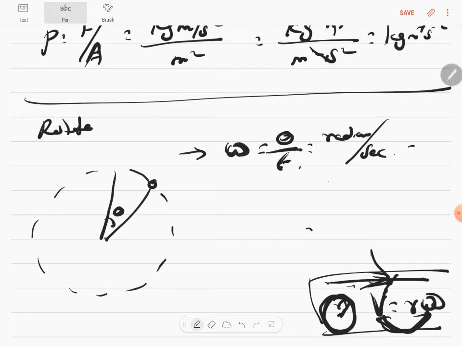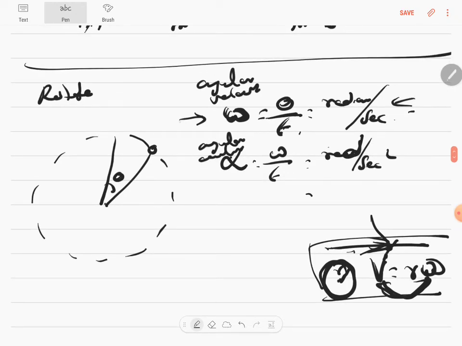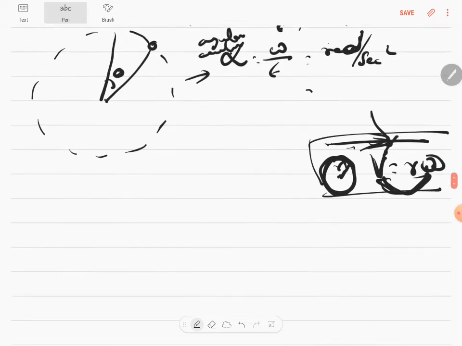This is angular velocity. And angular acceleration is represented by alpha. Omega is angular velocity. Angular acceleration is called alpha, which is angular velocity by time, not regular velocity by time, so angular velocity omega by t. So it's radians per second square, because this divided by time again gives radians per second square. So that's angular velocity, and this is angular acceleration.